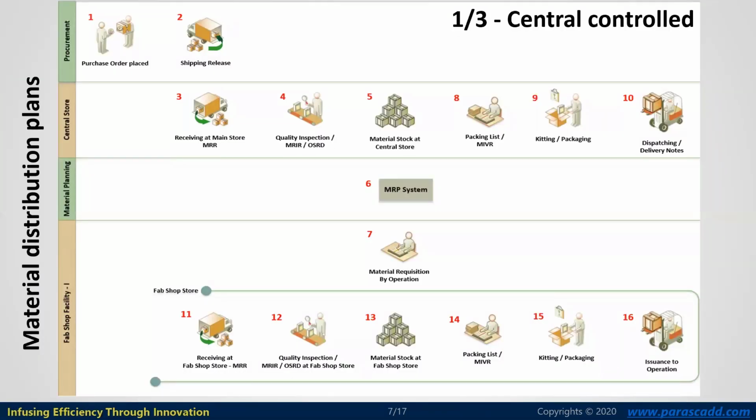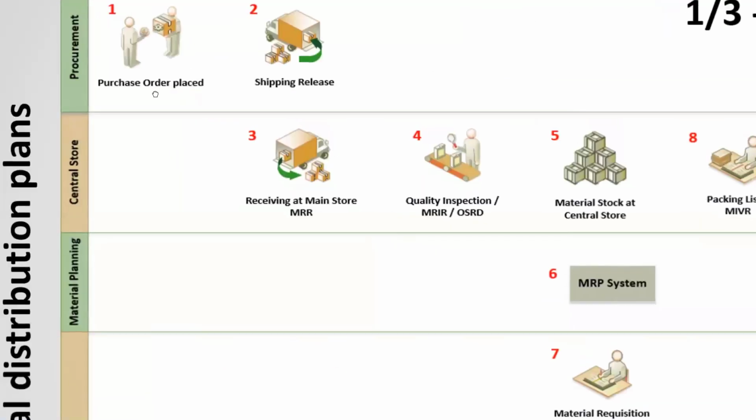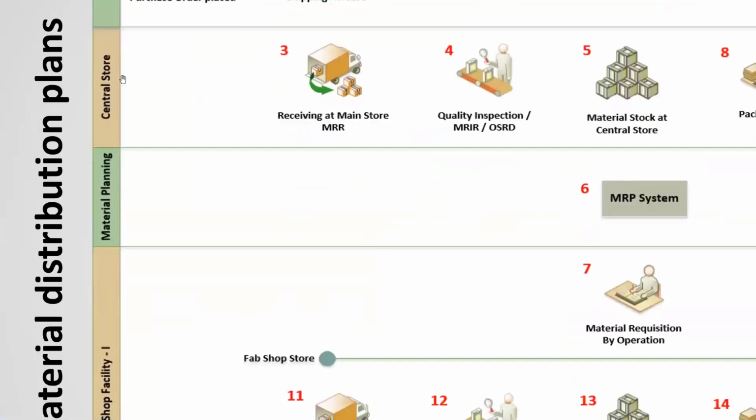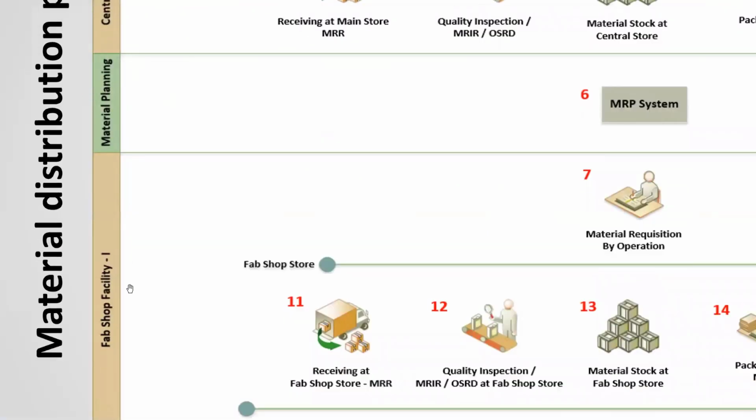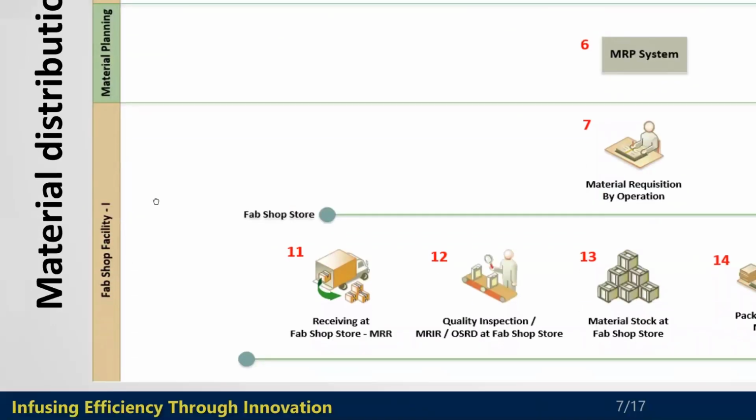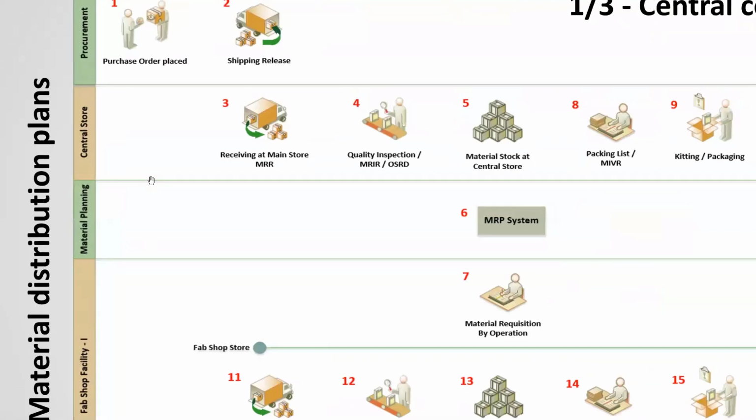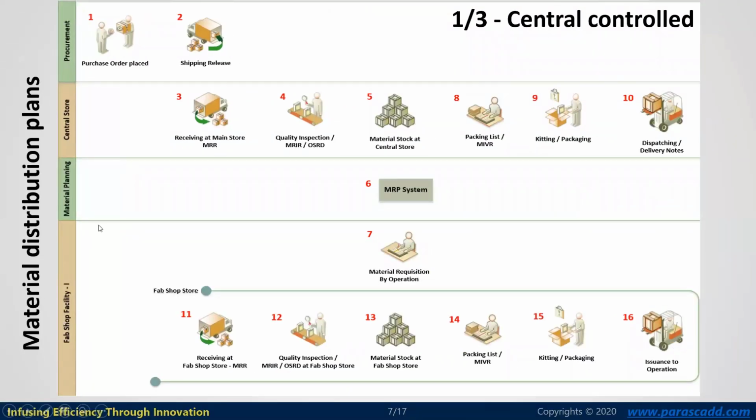Now, what are the material distribution procedures handled with this application? Let's understand here. There are 3 procedures handled: central control, non-central control, and demand control. Now, what are these 3 controlling systems? Right now, we are looking at the central control. Here, 4 segments are involved: procurement, central store, material planning, and the fabrication shop facility. So a project has these many segments.